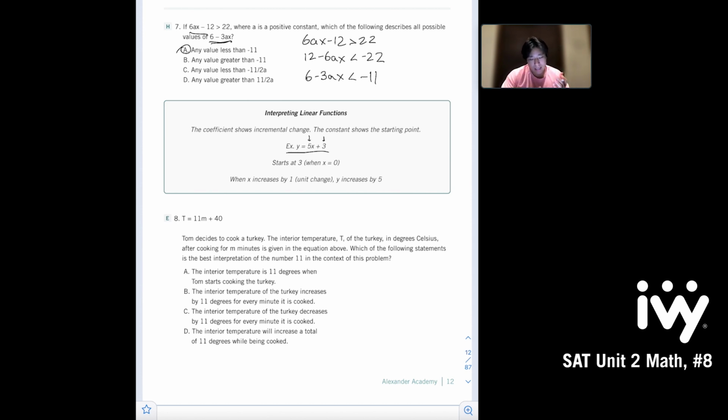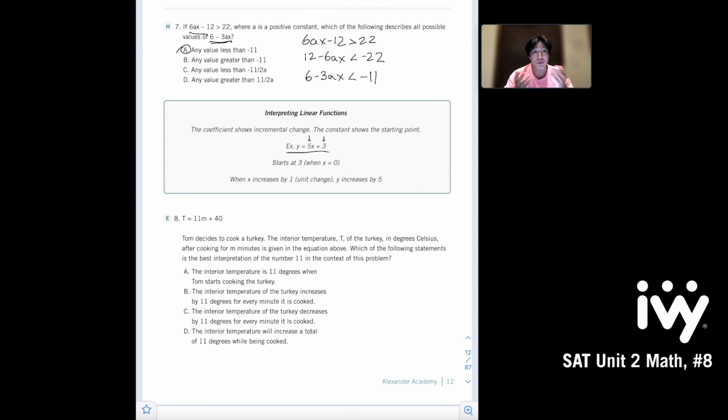So question 8. T is equal to 11m plus 40. Tom decides to cook a turkey. The interior temperature T of the turkey in degrees Celsius after cooking for m minutes is given in the equation above. Which of the following statements is the best interpretation of the number 11 in the context of this problem?